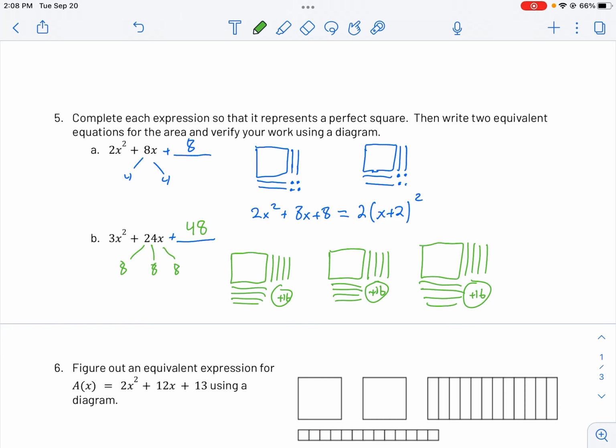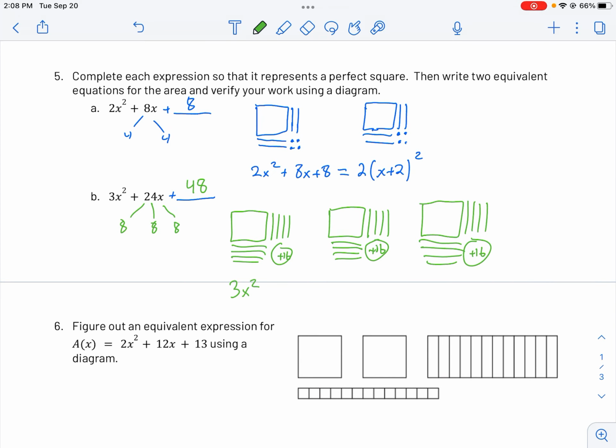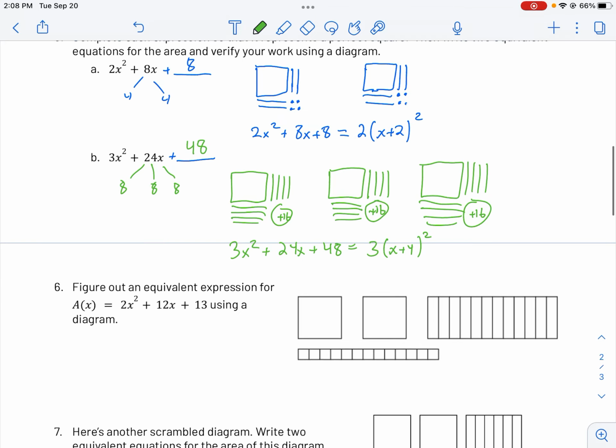And then I need to write my 2 equations. So we have 3x squared plus 24x plus 48. And then my square of binomials, there are 3 squares. My side length for each one is x plus 4 squared. Okay. All right, flip your paper over.